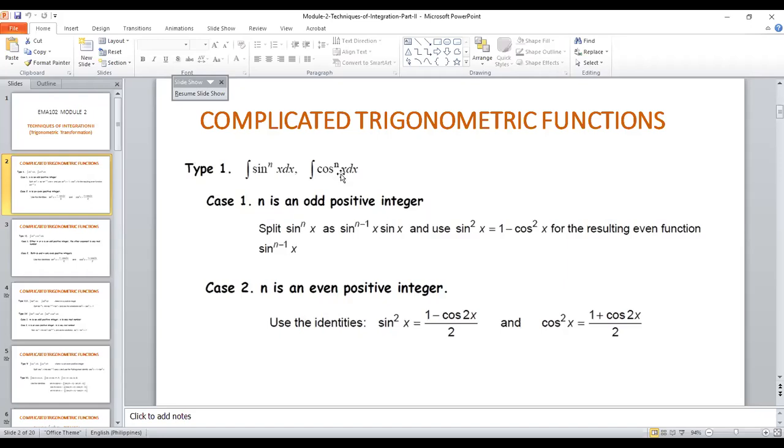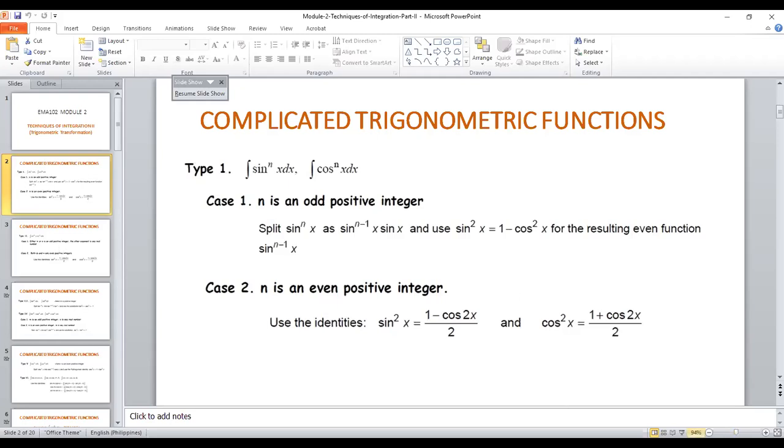the cosine. In the case of an even exponent of the sine or cosine here, you have to use these identities. Okay? So they are similar in terms of form. They only differ in the sign that separates the 1 and the double angle cosine here. So in the case of sine squared, it's a minus. In the case of the cosine squared, it's a plus. Both are divided by 2.